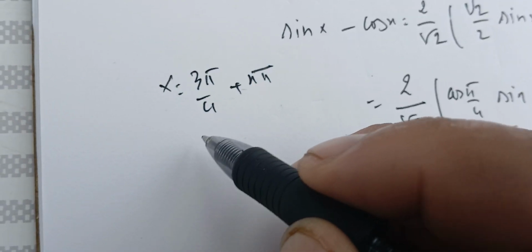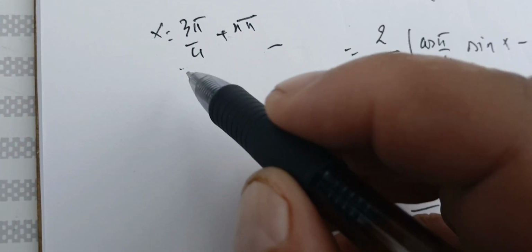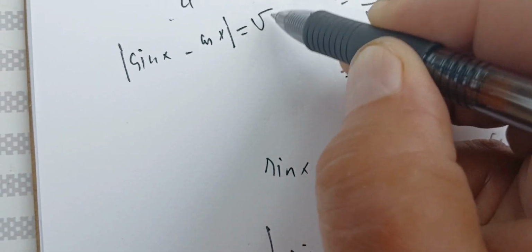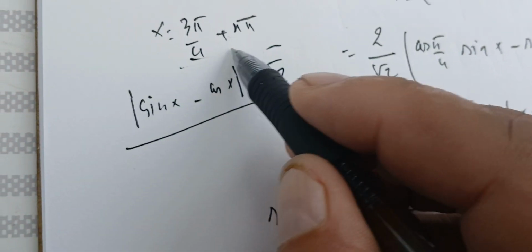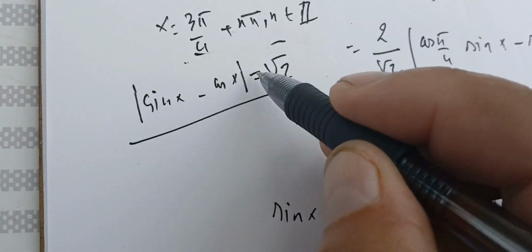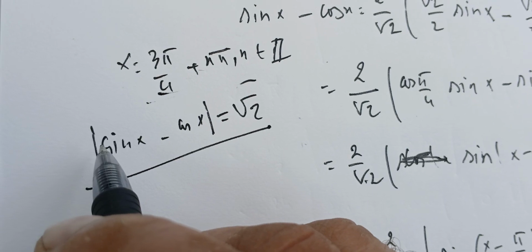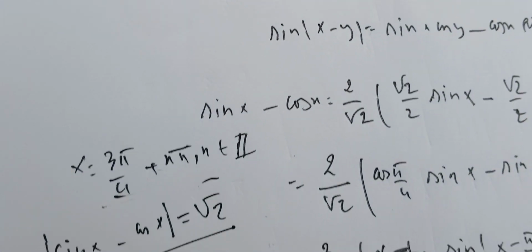Okay, when we plug this one in, we're gonna see that sine of x minus cosine of x will be equal exactly to the square root of 2. So at these points with n in Z, this quantity will be exactly the square root of 2. Okay, so here this is a way of proving this result.